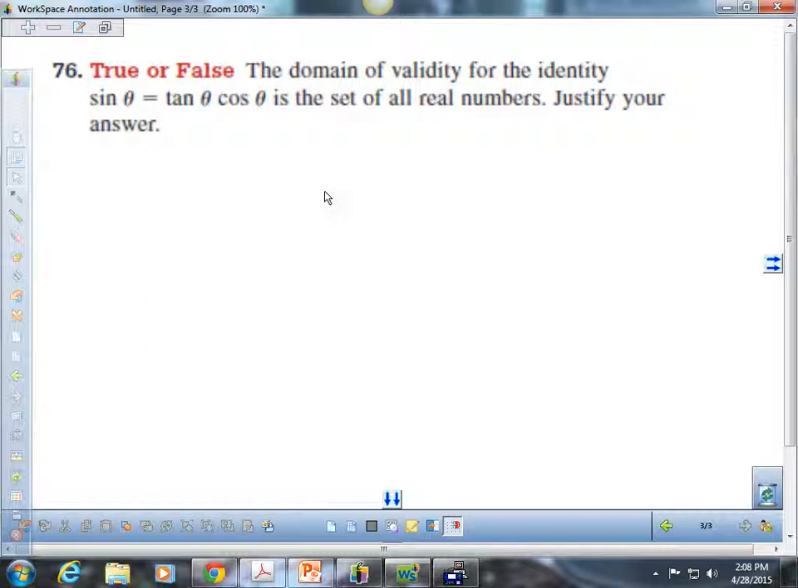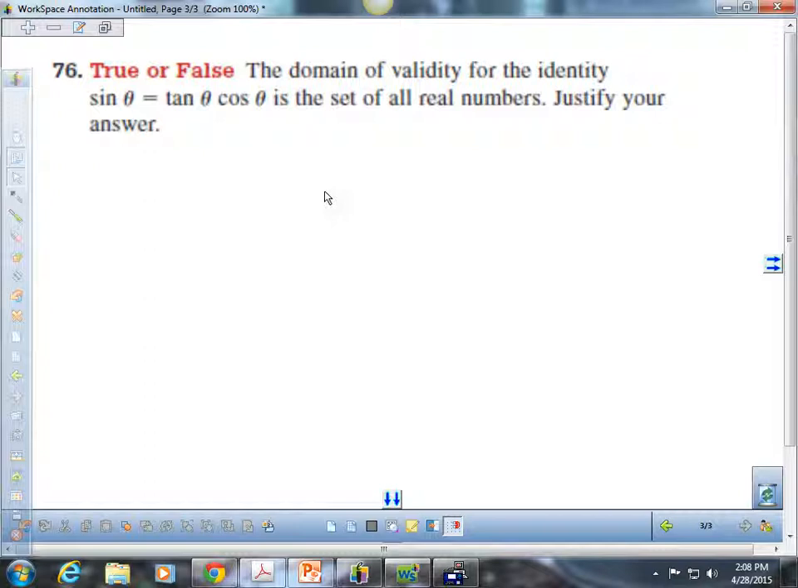So as it starts out, no, this is not defined here. Now, ultimately, when you do that little manipulation to it, you've changed it, and now it is sine equals sine, but it didn't start off being that, did it? It started off with that tangent in there. That tangent is not defined everywhere. So this one is false. This one is not going to work at the odd values of pi over 2. Okay? All right, with 76?